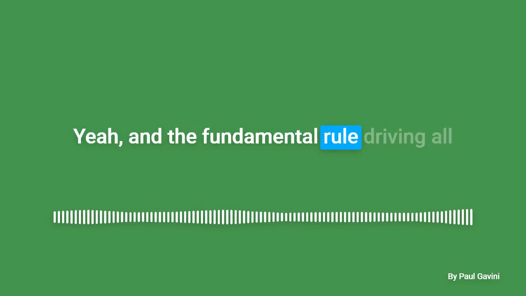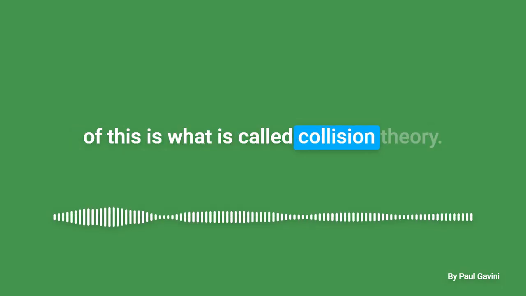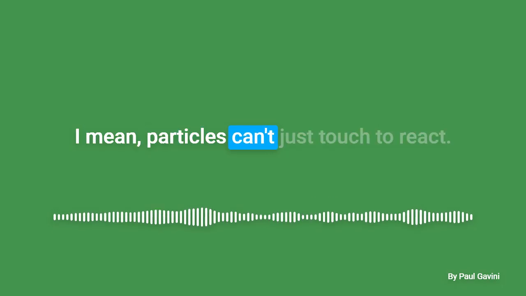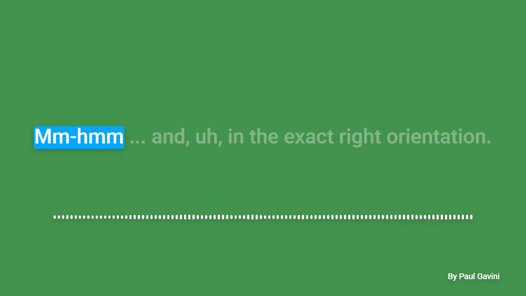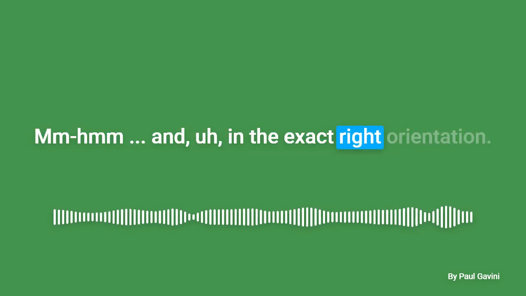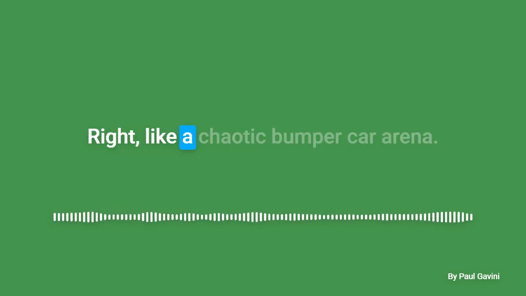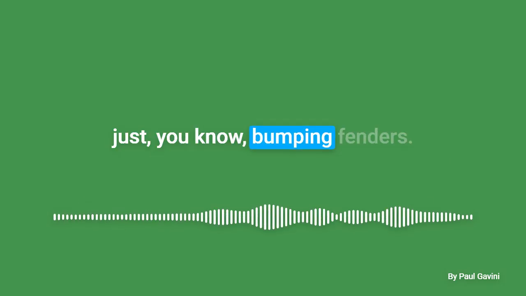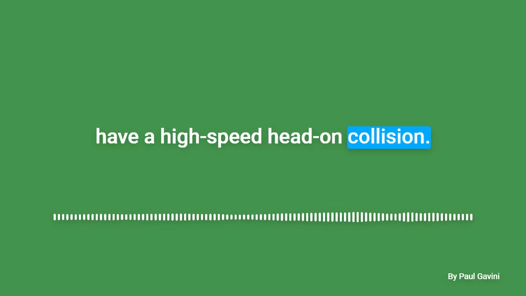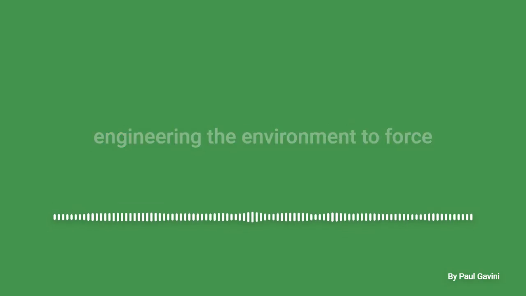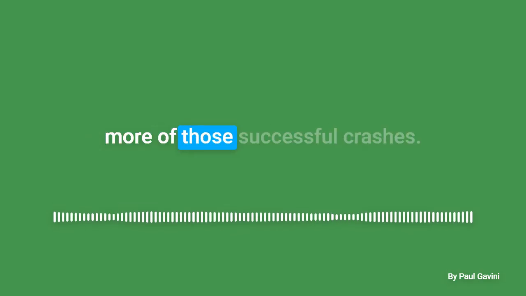Yeah, and the fundamental rule driving all of this is called collision theory. Particles can't just touch to react. They have to actually collide with enough energy and in the exact right orientation. Right, like a chaotic bumper car arena. Exactly. You don't score any points for just bumping fenders. A reaction only registers if you have a high-speed head-on collision. So the core challenge is engineering the environment to force more of those successful crashes.